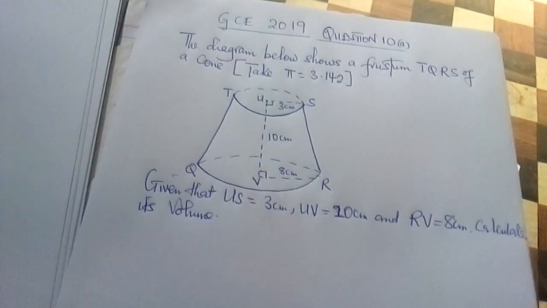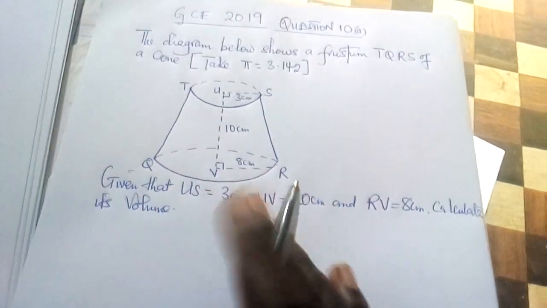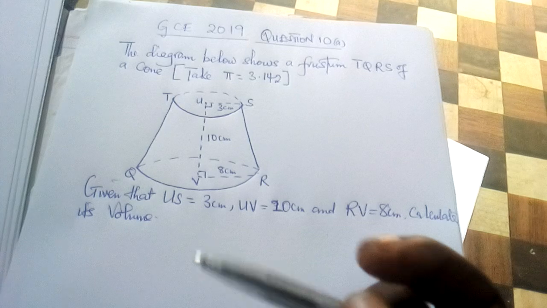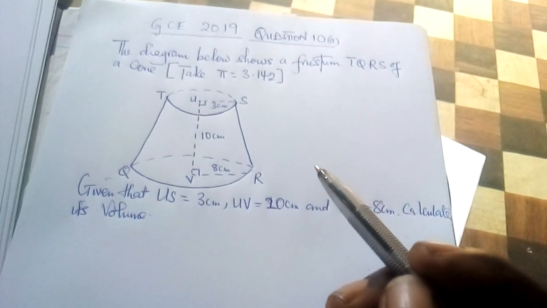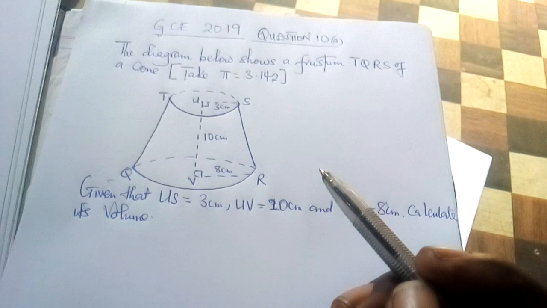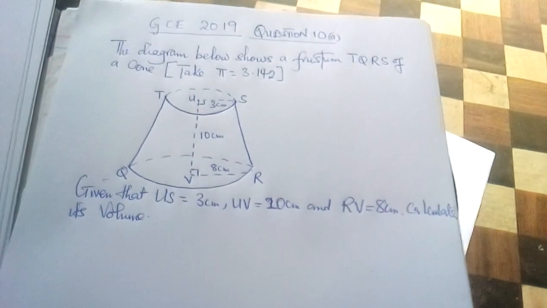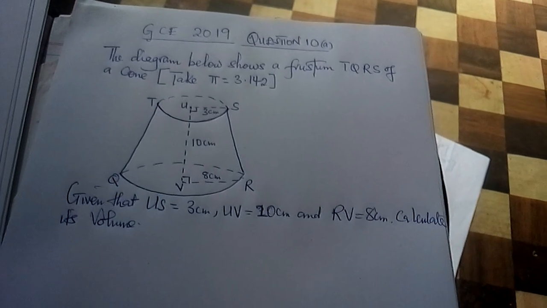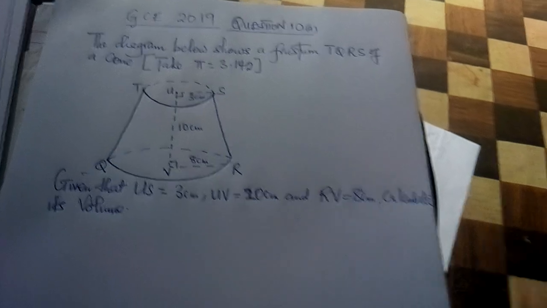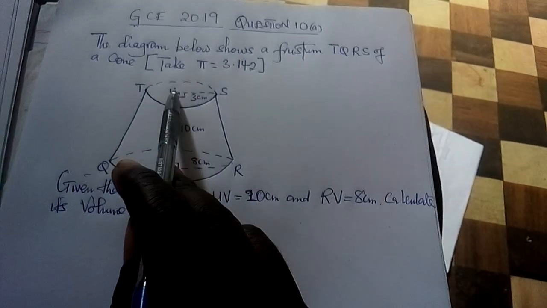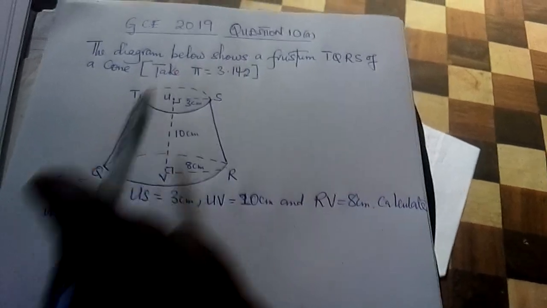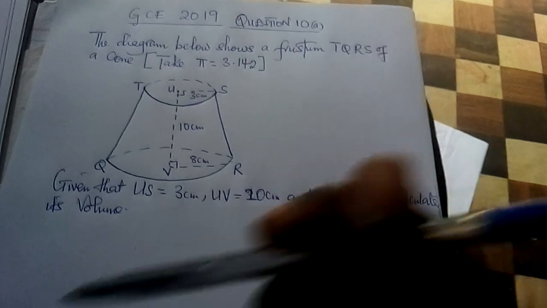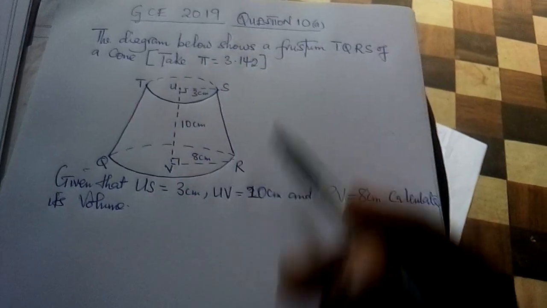But anyway, to answer this question that came in 2019 GCE. It says the diagram below shows a frustum PQRS of a cone. They are telling us that we should take pi to be 3.142. The figure we have been given is this one. The formulae are the ones you can use for a right frustum. In this case, it's a conical frustum.